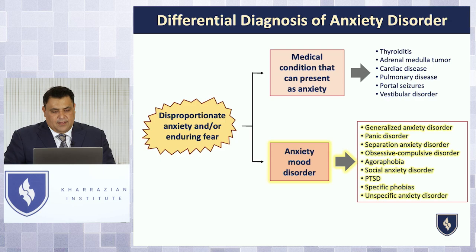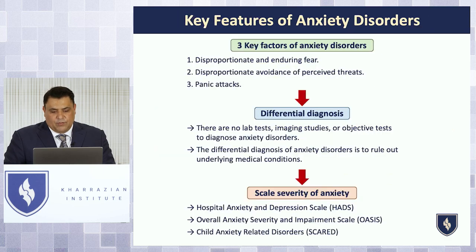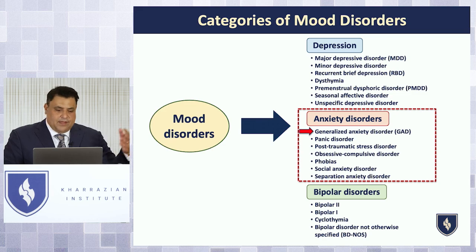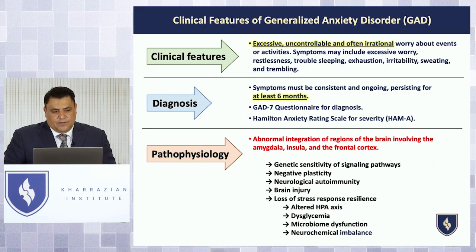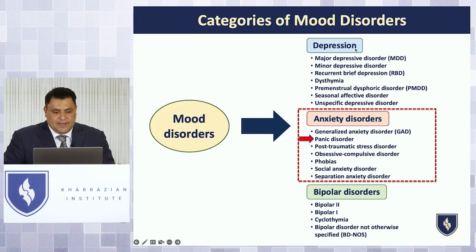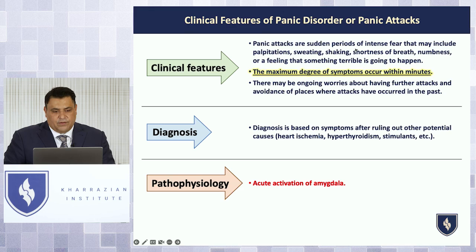And then you have all these different subsets of different mood disorders that are not necessarily due to severe underlying pathology, like thyroiditis or something. Now, when you look at generalized anxiety disorders, the key thing is that the symptoms must be consistent and ongoing for at least 6 months, with excessive, uncontrollable, and irrational feelings. Then I made just a chart for you for the diagnostic criteria for various things, like panic attacks. Maximum degree of symptoms occur within minutes.